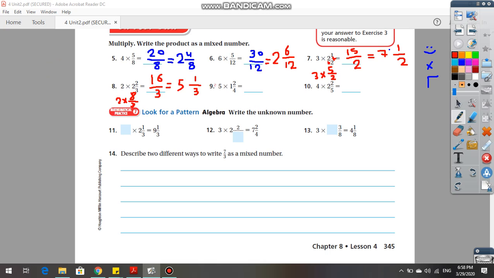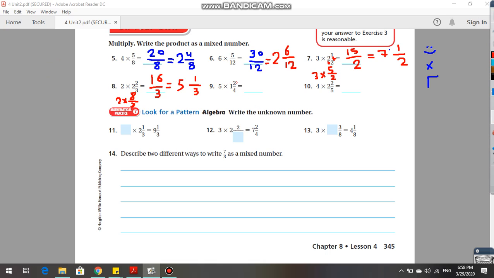Now number 9, guys. It's a whole number by a mixed number. So I have 3 steps. First step, happy face. 1 times 4. 4 plus 2, 6. So it's 6 over 4. Second step is multiply. 5 times 6 equals 30 over 4. Third step is what? Yes, divide.